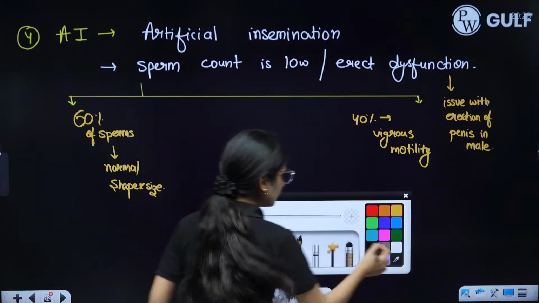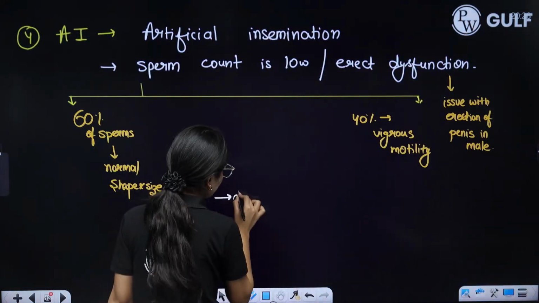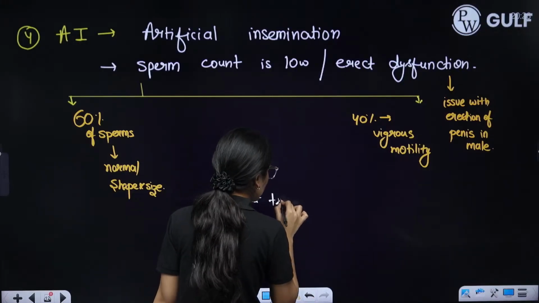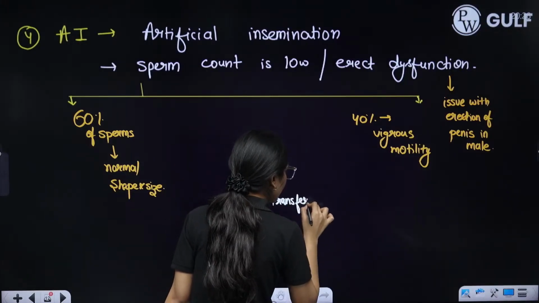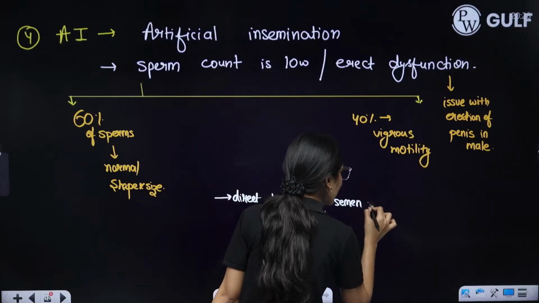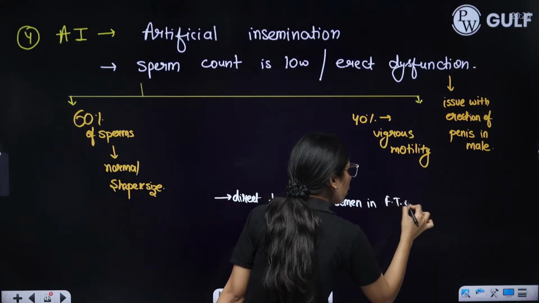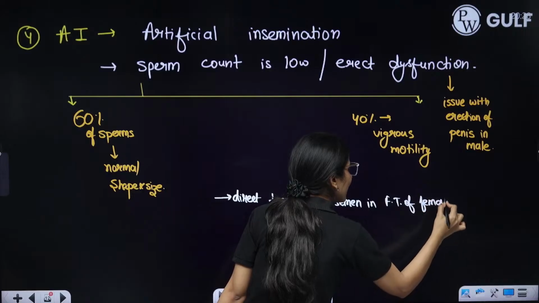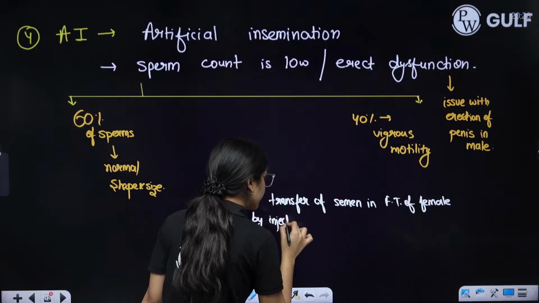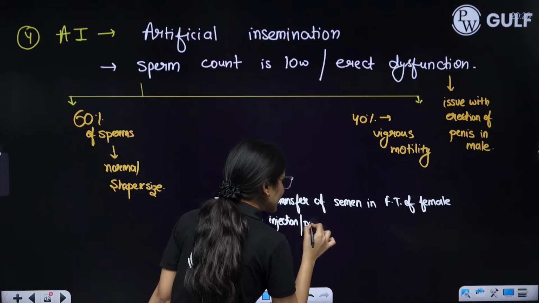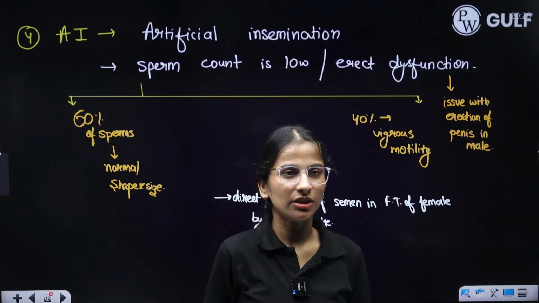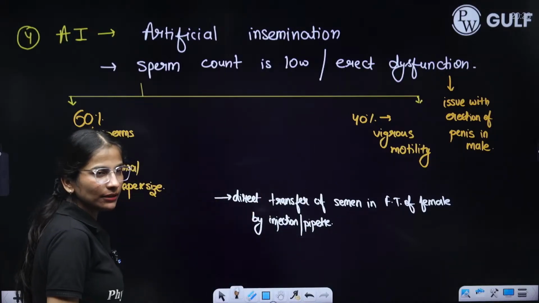Direct transfer of semen in the fallopian tube of the female by injection or pipette. Basically a tube-like structure, very thin. Okay, that is artificial insemination. Artificial insemination clear to everyone?